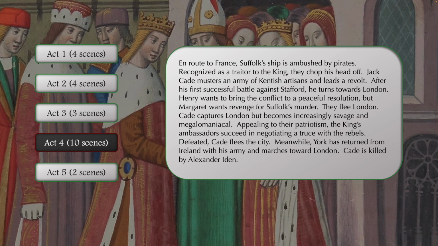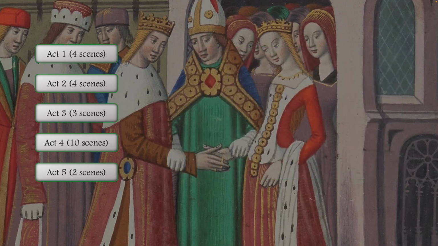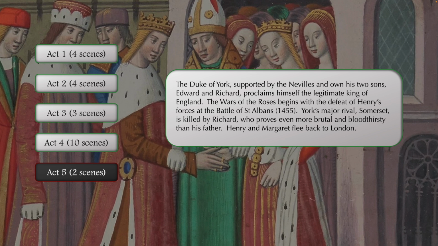And then Cade, in the last scene, is killed by Alexander Iden, has his head chopped off, and then Iden brings the head to the king and is knighted for it, actually. Act 5 is quite brief.